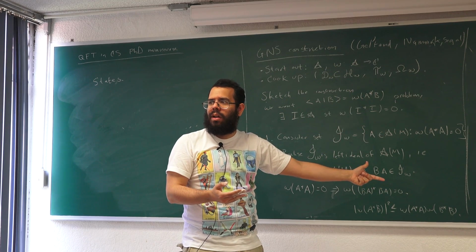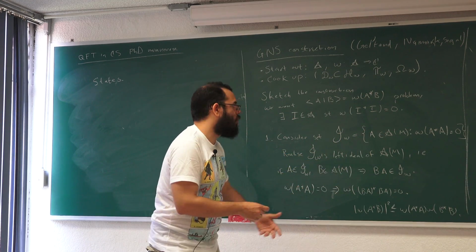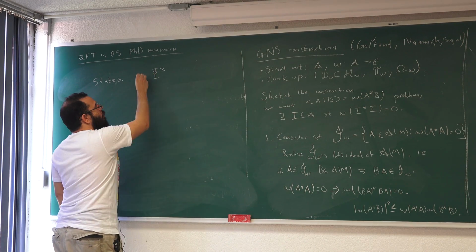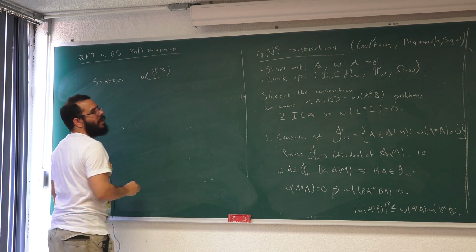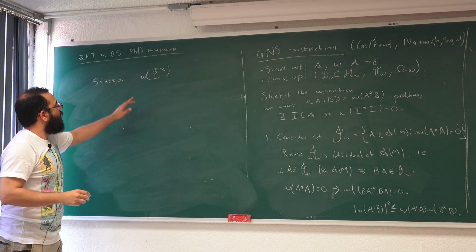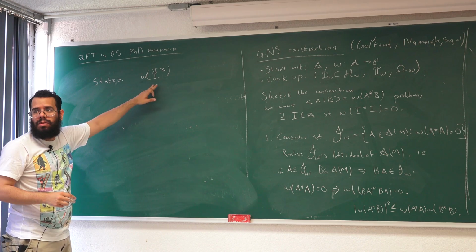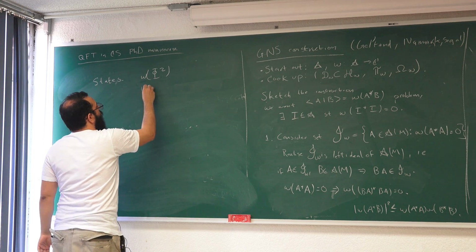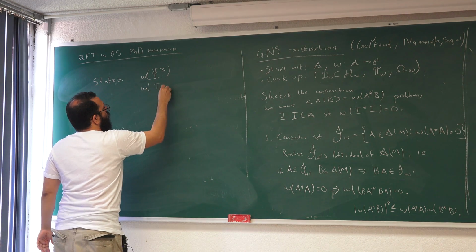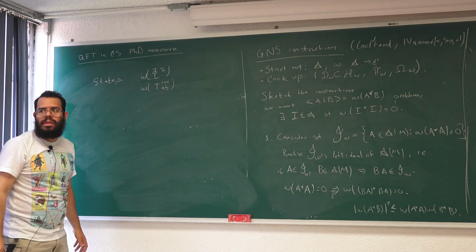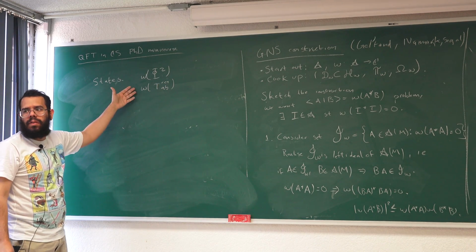So for example, if we wanted to look at the vacuum polarization, which is something like phi squared, if we wanted to look at the expectation value of that, then this state should better be Hadamard for this to make sense. If we want to look at the expectation value of something like the renormalized stress energy tensor, then this state should be Hadamard for it to make sense.